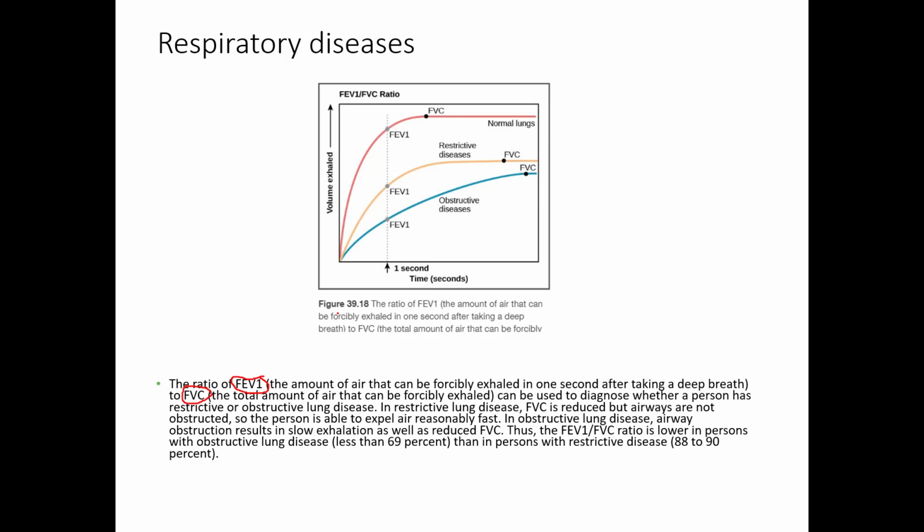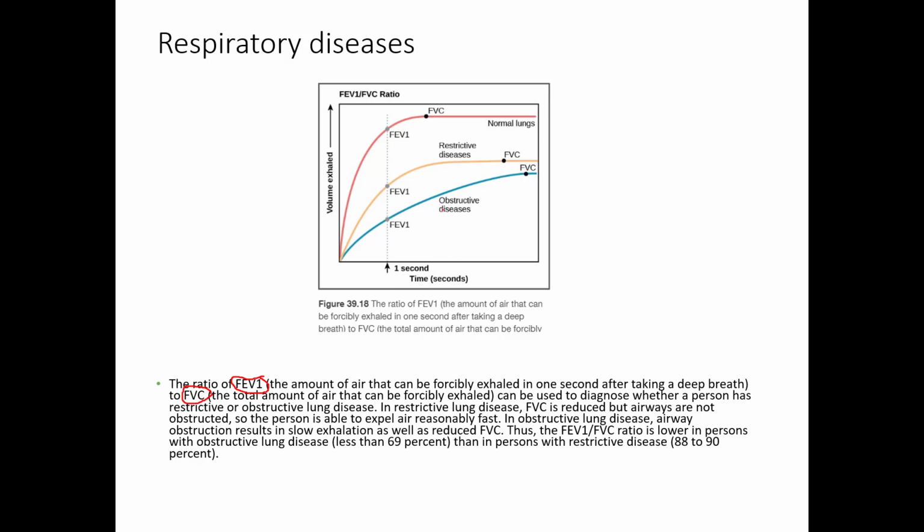So FVC is the total volume, forced vital capacity. So it's the total amount that you breathe out. FEV is how much comes out in that first second. So both of those numbers are considered important measures.